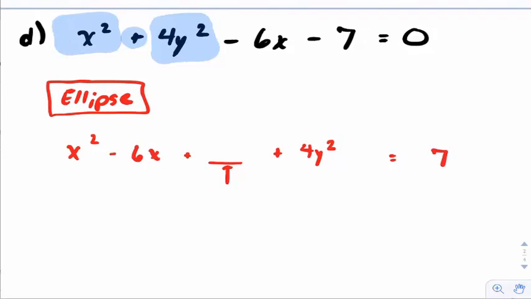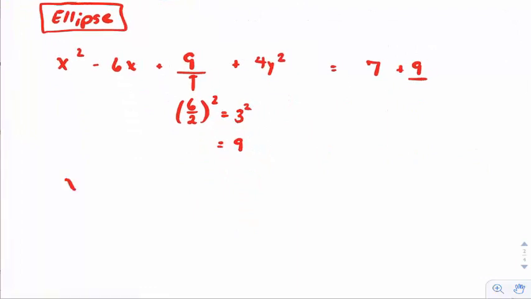So remember, this is going to be b over 2 squared, so 6 over 2 squared. That's 3 squared, which is 9. So I'm going to add 9 to the left-hand side, and I'm going to add 9 to the right-hand side. So this becomes x minus 3 quantity squared, if you factor that correctly, plus 4y squared equals 16.